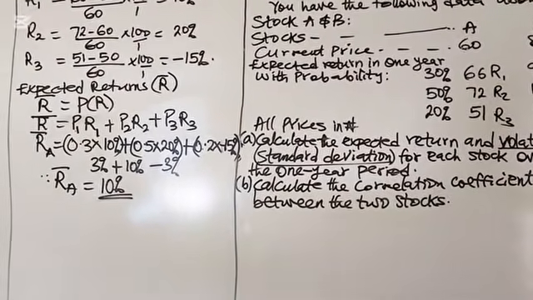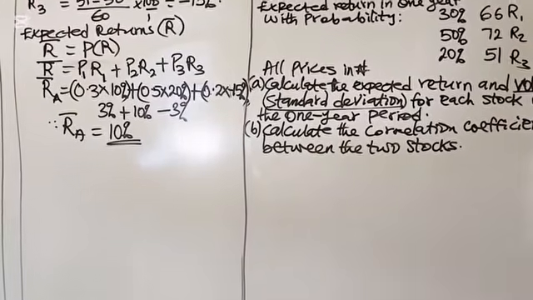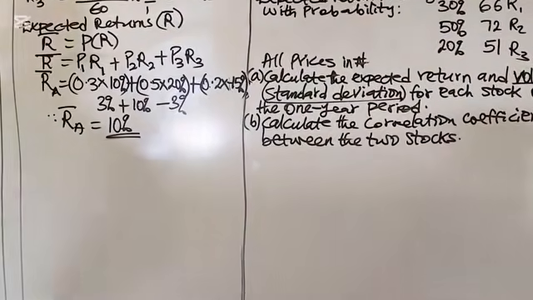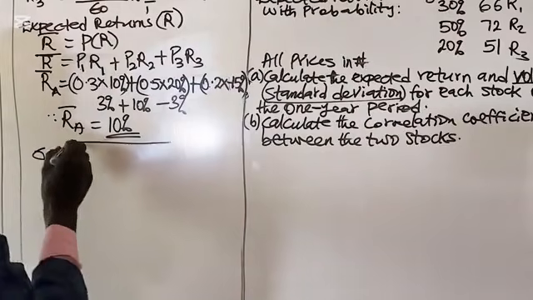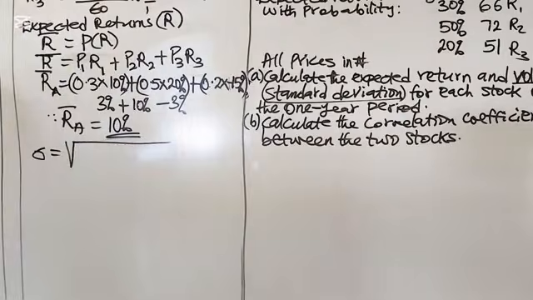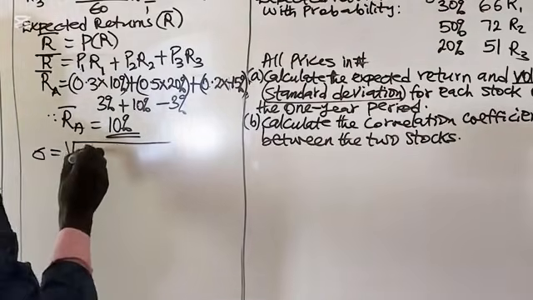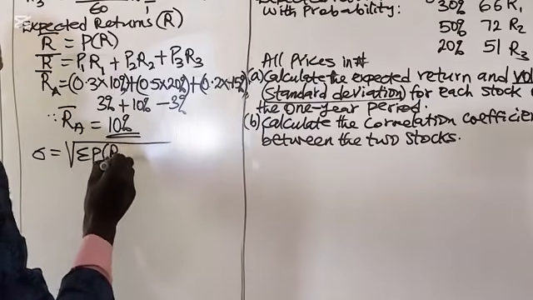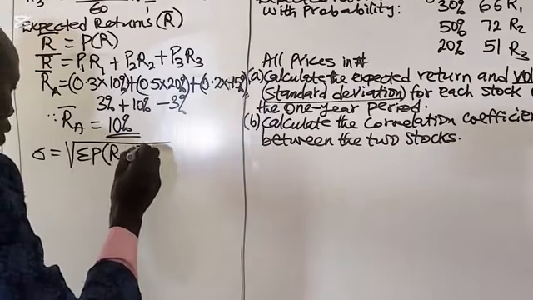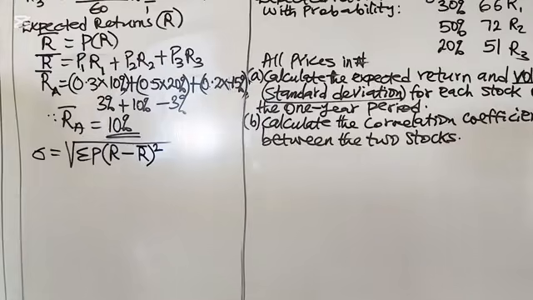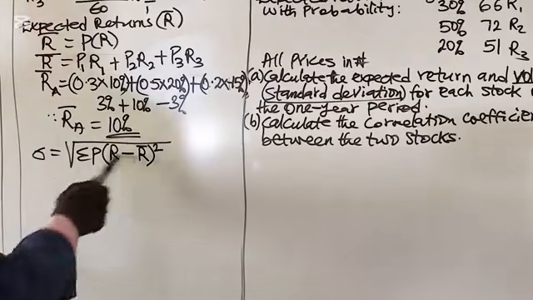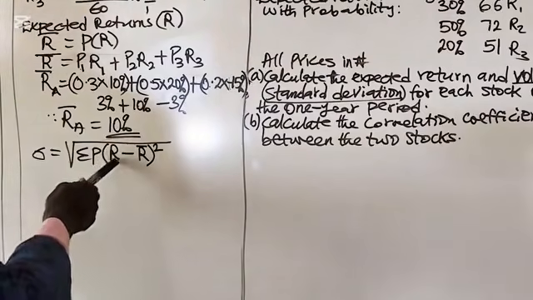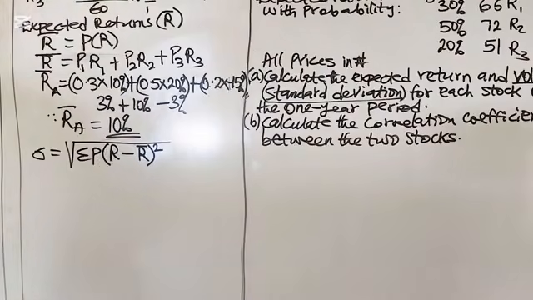And I've told you that standard deviation is the square root of variance. So standard deviation is equal to square root of variance. And variance is the sum of probability times returns minus expected returns, all squared. So this is the formula for calculating the standard deviation. If I use small letter r in the earlier formula, it's still the same. I may use small letter r or capital letter R, so they are the same.